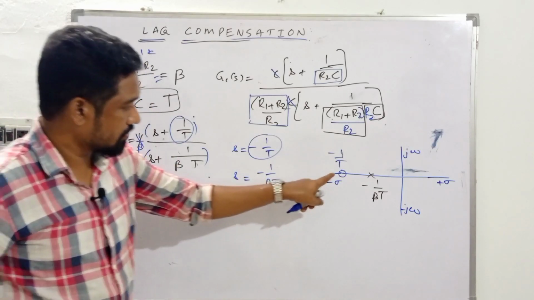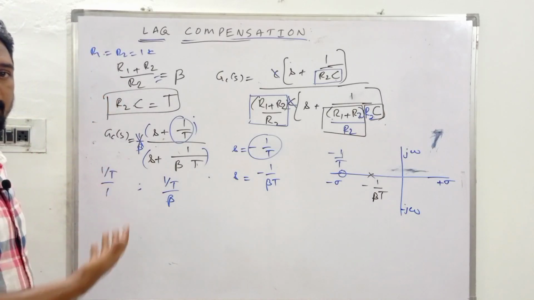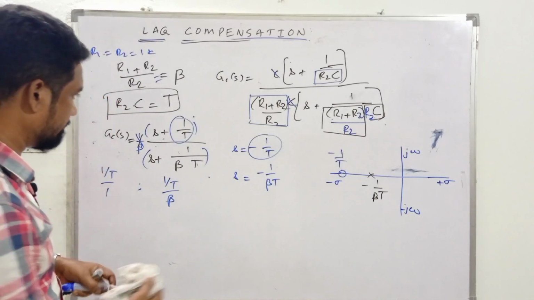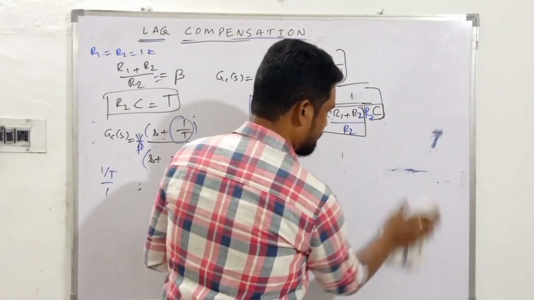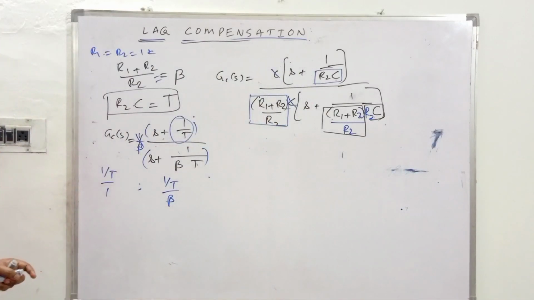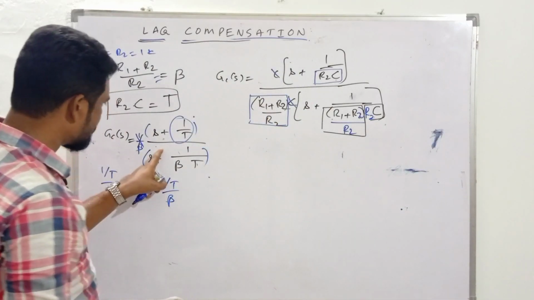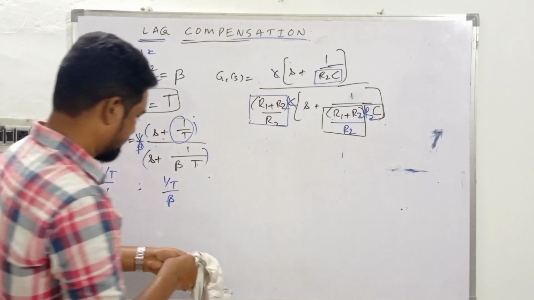So the zero is lagging behind the pole, in this case electrical, like a lag network. This is the pole-zero location. It will be asked: draw the pole-zero location and explain which one is greater, etc. This will be the transfer function in pole-zero form.